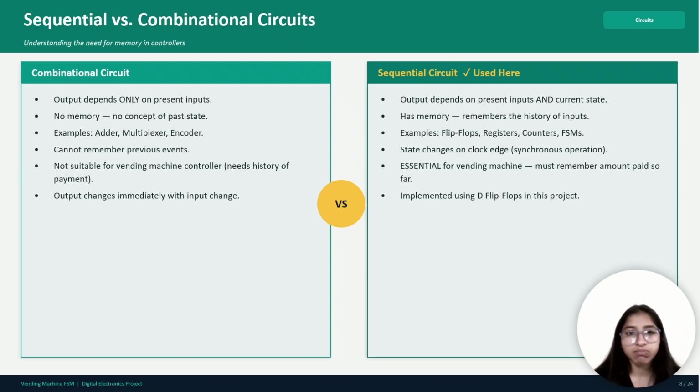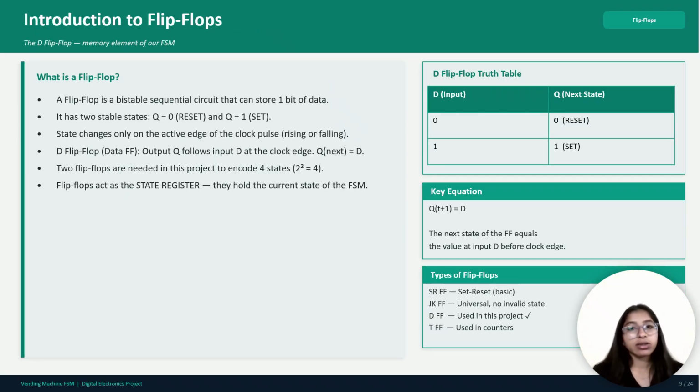You can see both types compared side by side on screen. The sequential circuit column is highlighted with a gold checkmark. This is what we use in this project. Since our controller is a sequential circuit, we need a memory element. That memory element is a flip-flop.